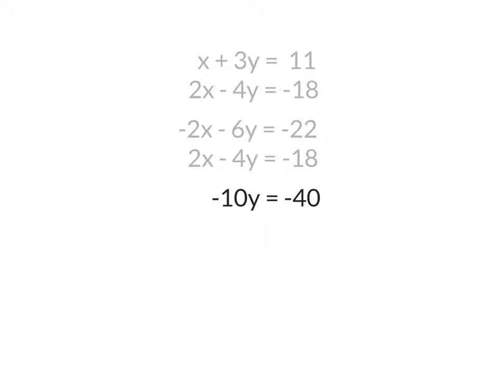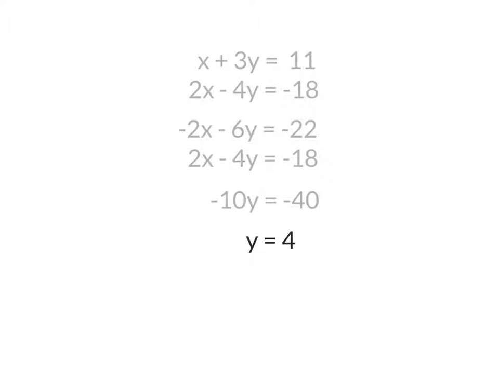Now we have a simple equation of negative 10y equals negative 40. It just takes one step to solve it. I would divide both sides by negative 10 to get y by itself. That leaves me with y equals positive 4.